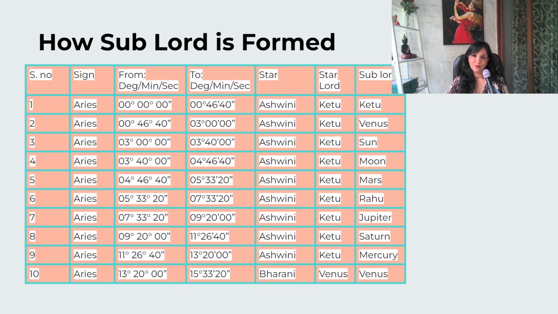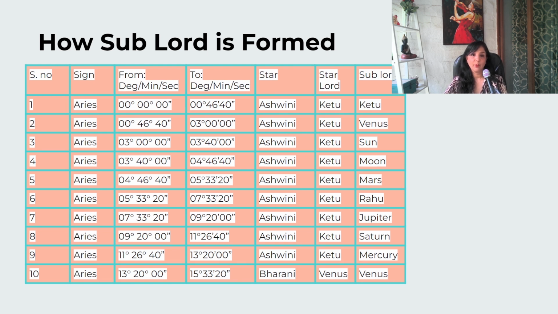Now, most important, what is the sublord and how is it formed? See, Krishnamurti ji said that the planet is the source. Star lord gives the main results, and sublord gives the final outcome. So the subdivision of the star is most important because that will tell the main result, success or loss.